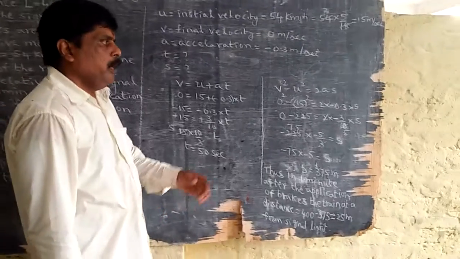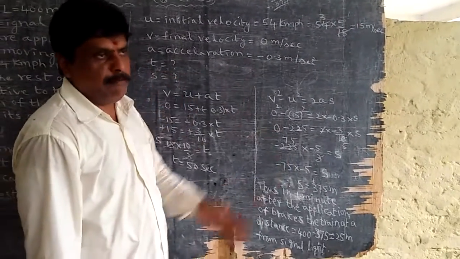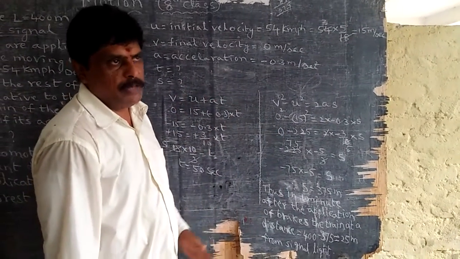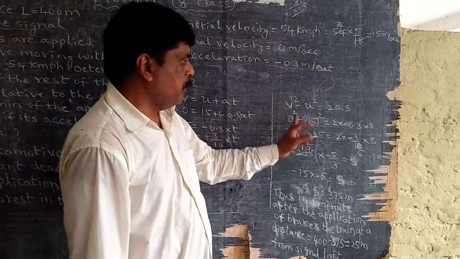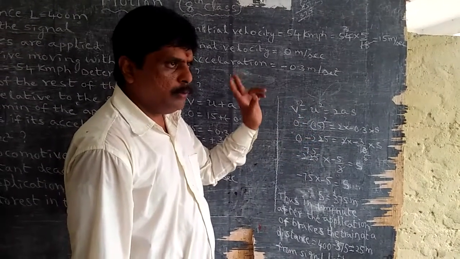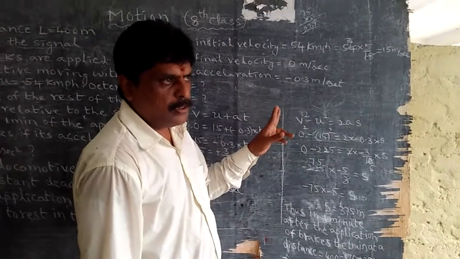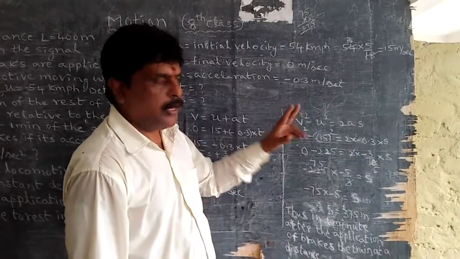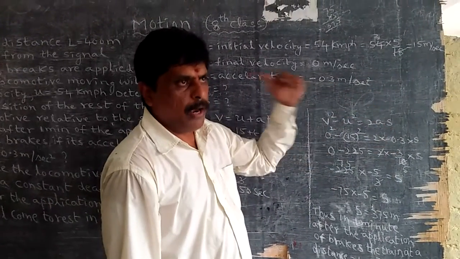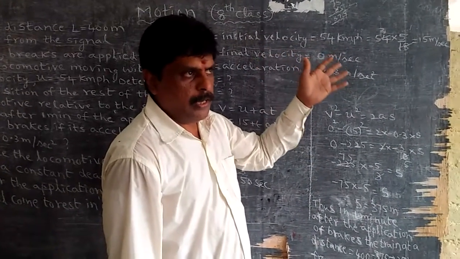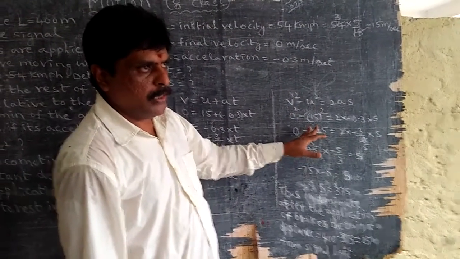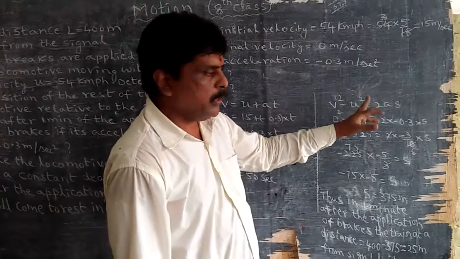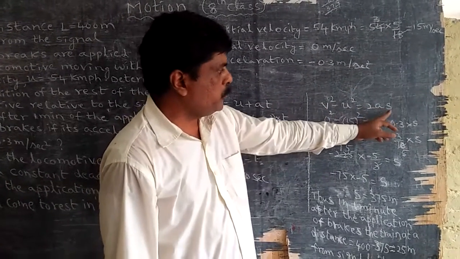Next, I have to find the distance where the train is stopped after the 400 meter signal. Here v is 0. You have two formulas to find s: s is equal to ut plus half at square, and v square minus u square is equal to 2as. If you put the values of t and a, you get the distance also, but this is an easy way to find s. So we use v square minus u square is equal to 2as.